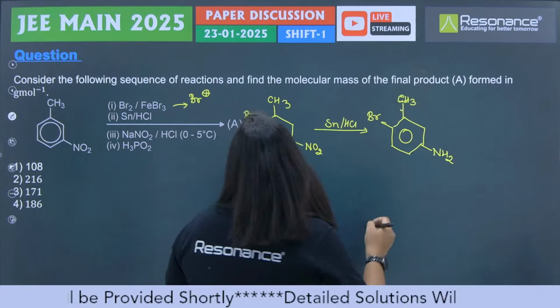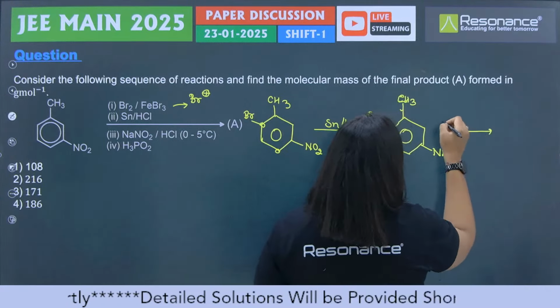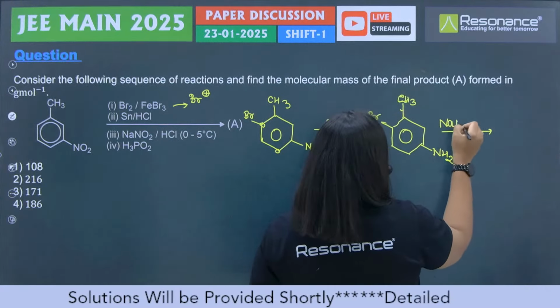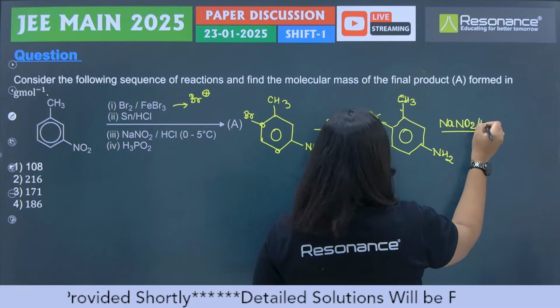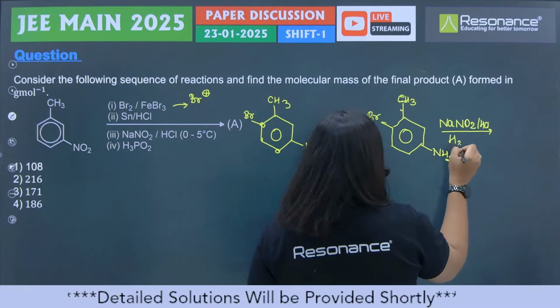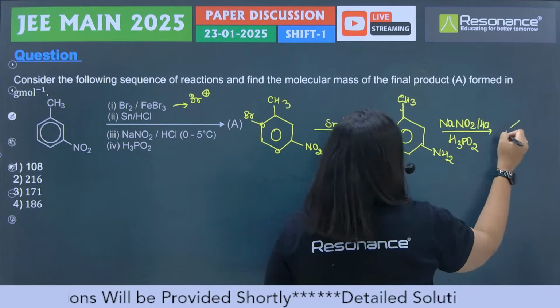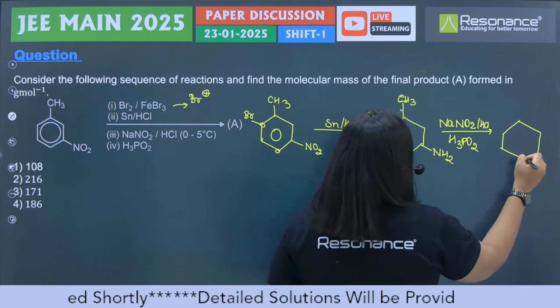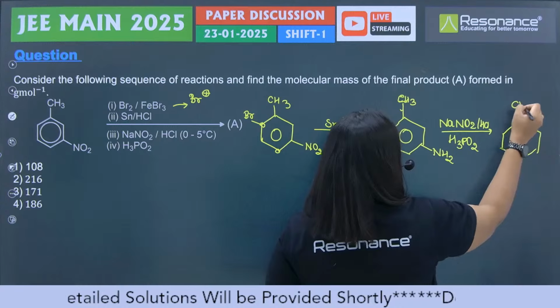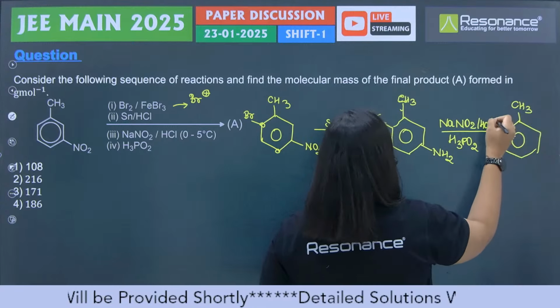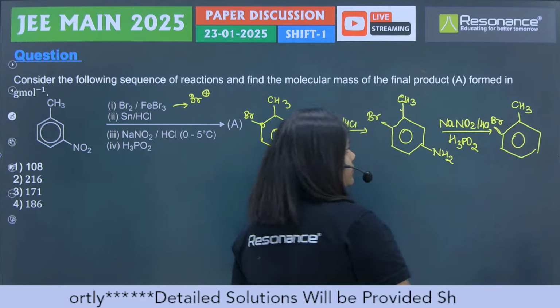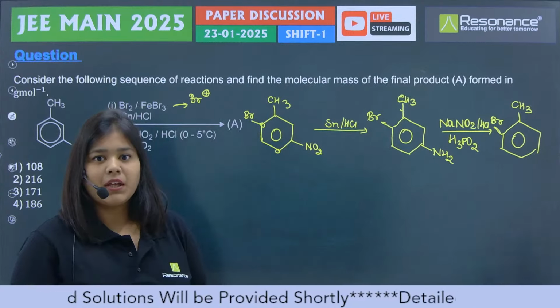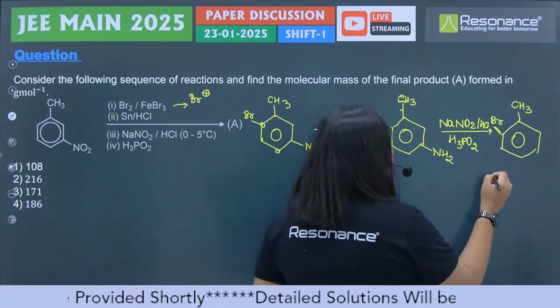Then it is diazonium. You have to do diazotization with NaNO2 and HCl, followed by H3PO2. It will end up giving you this product. Now what product did you get?